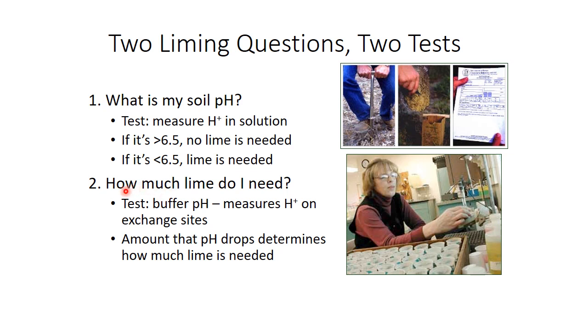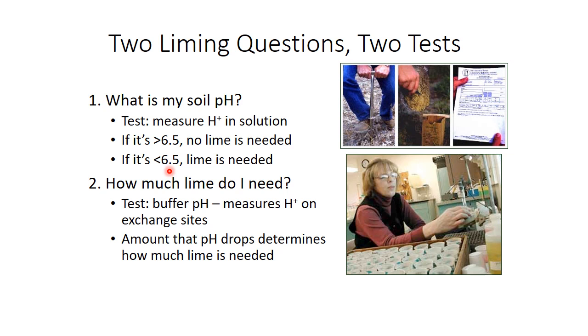All right, now how much lime do I need is the second question. So if it is in fact acidic, and we have a pH that's lower than 6.5, slightly acidic is okay. If it gets too acidic is when we get a problem. So if it's too acidic, then we need to add lime. And then the next test is what we call a buffer pH test.